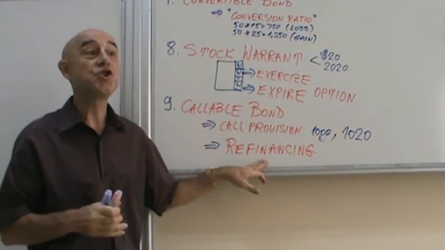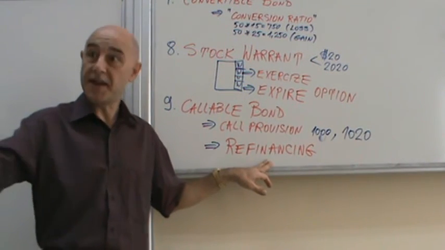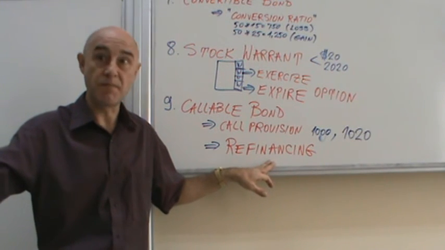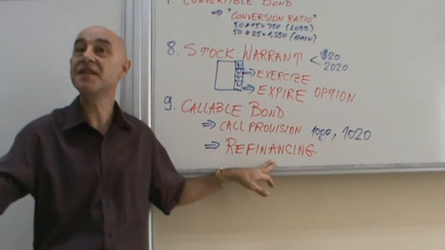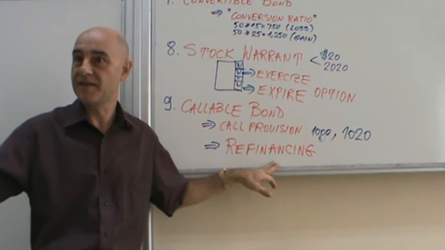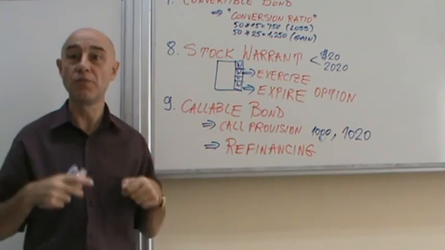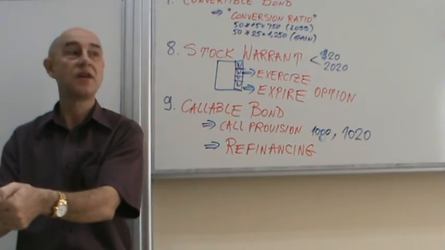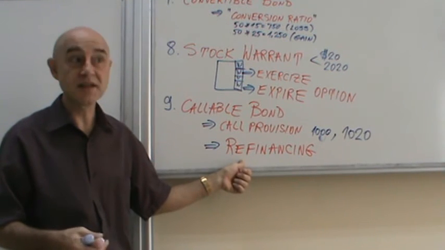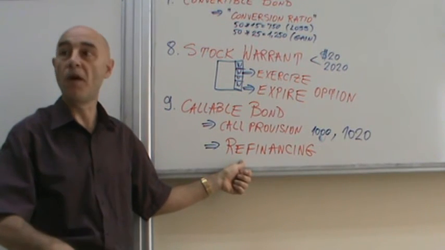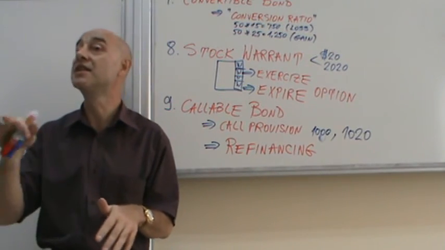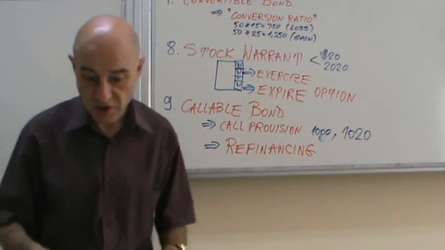Refinancing is the issue of new debt. It could be credit, it could be a bond. The issue of new debt used to pay back an old debt. So you borrow money to pay back your debt. And refinancing makes sense when interest rates fall significantly, because you borrow the new money at a lot lower interest rates.